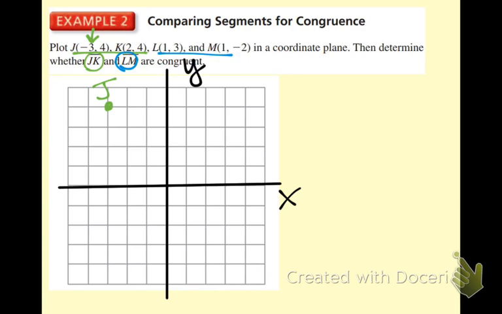All right, and then K, 2, 4. So starting at the origin, go left or right? Right, and then up. So then you can connect them, because now you have a line segment. You have line segment JK.